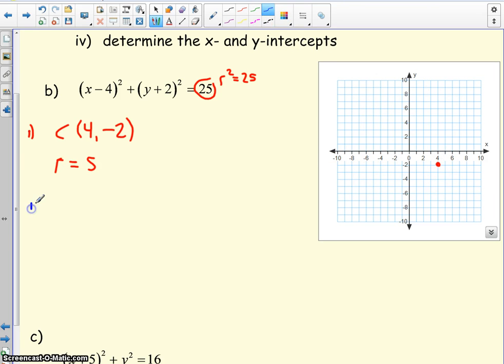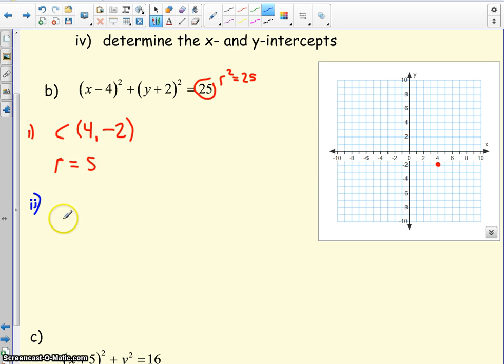So with that in mind, if the radius is 5, my center is down here at 4, negative 2. If I go up 5, right 5, down 5, and left 5, I can get 4 other key points. So how do I go up, right, left, and down 5? Well, I look at the coordinates of my center, and I go up, right, left, or down 5 from there. So that means adding or subtracting 5, the radius, from the x value, or adding or subtracting 5 from the y value.